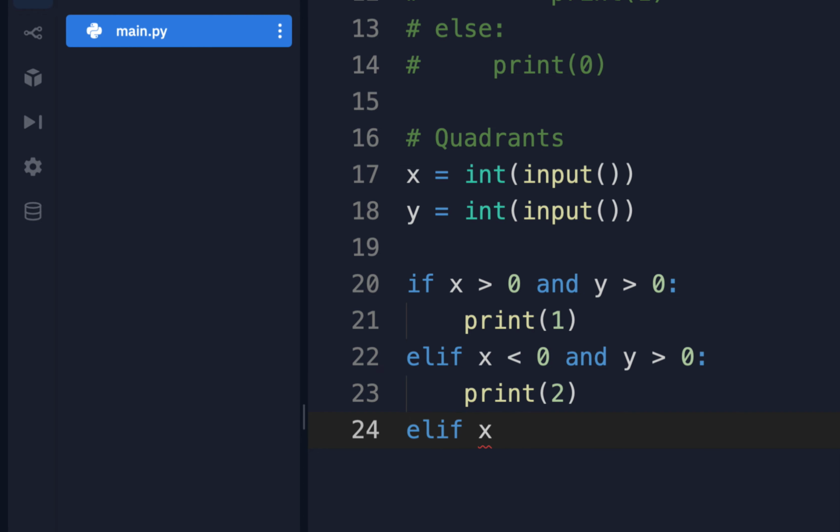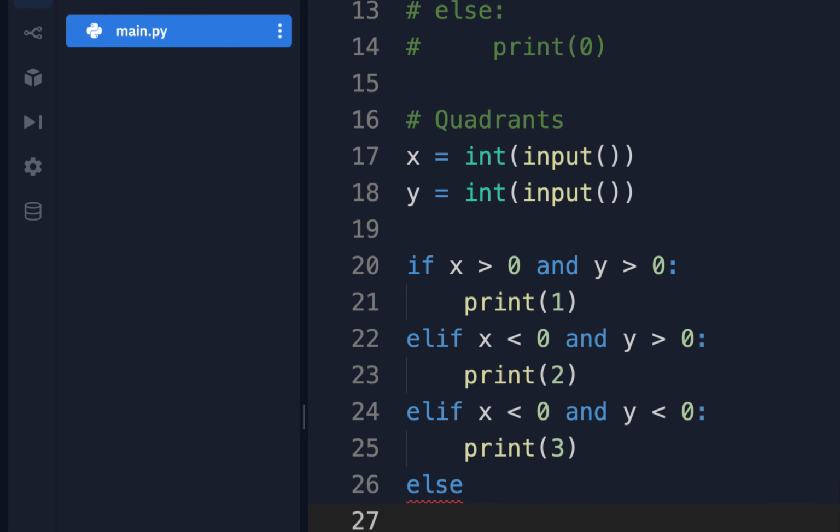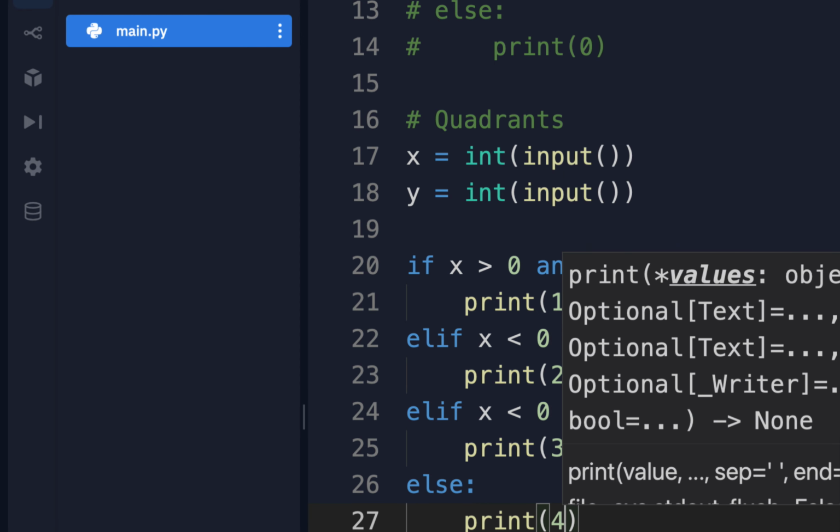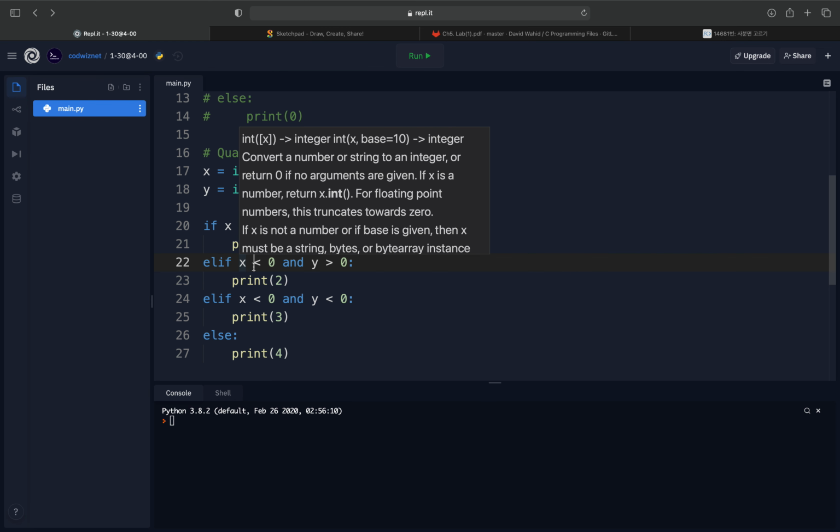X is less than 0, and Y is less than 0, right? Okay. Then we can print 3 here. Else, if it's not the case, what should we do? Print 4. Print 4, right? Now, what if the point is 0, 0?